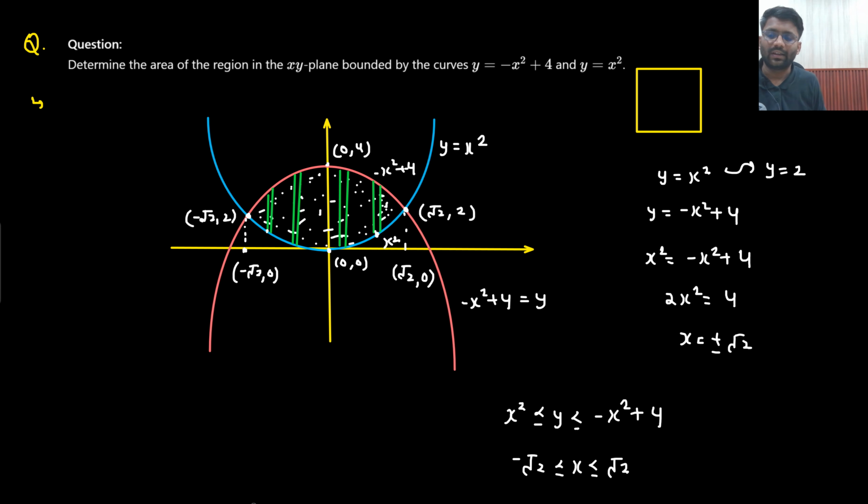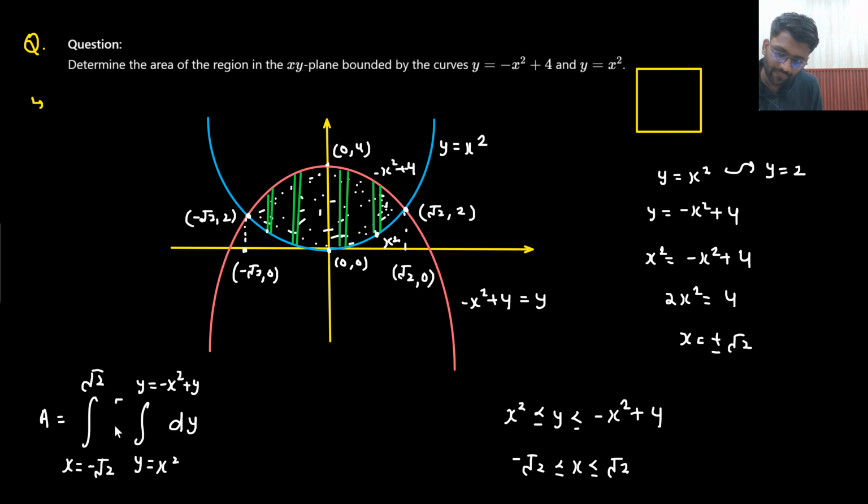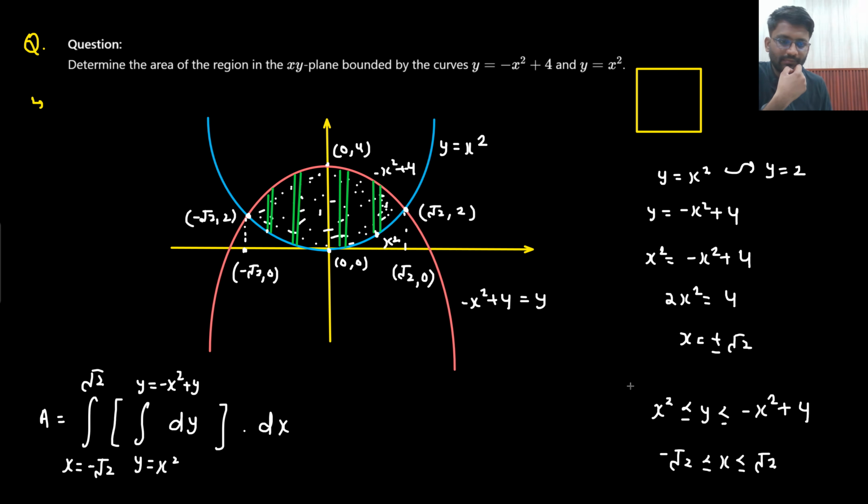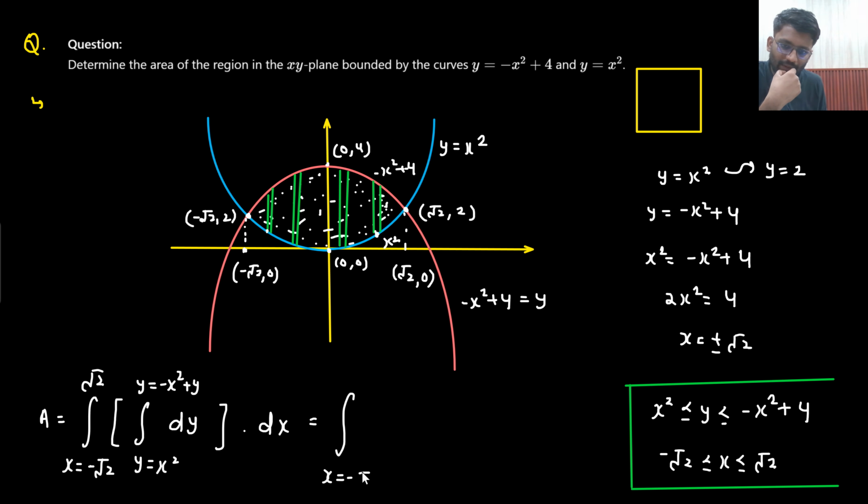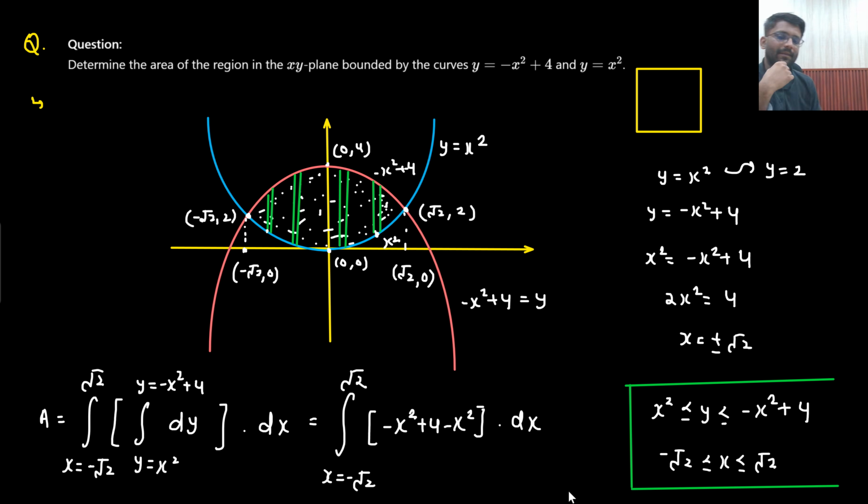So what will be the area I write down? The area is written in this manner: x goes from minus under root 2 to plus under root 2, and y goes from x square to minus x square plus 4, dy dx. Integrating dy gives minus x square plus 4 minus x square, dx.